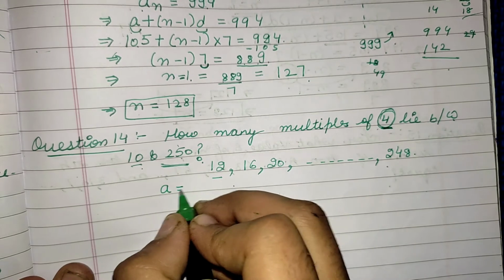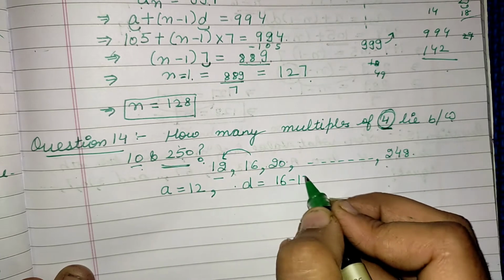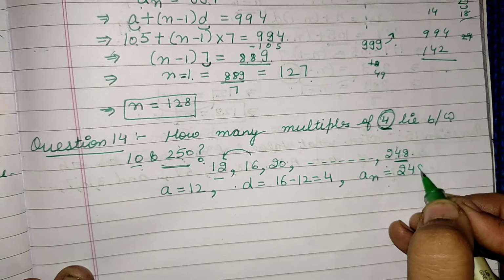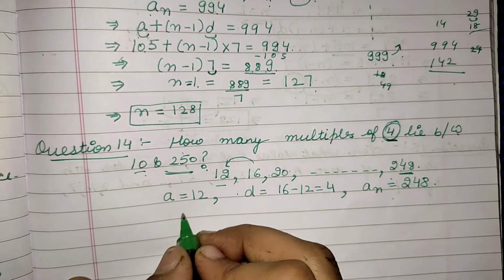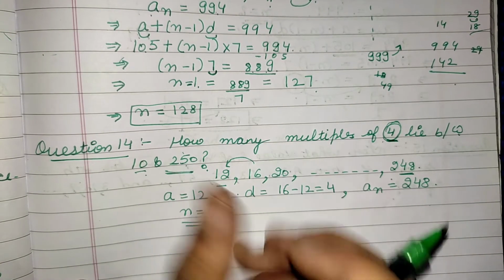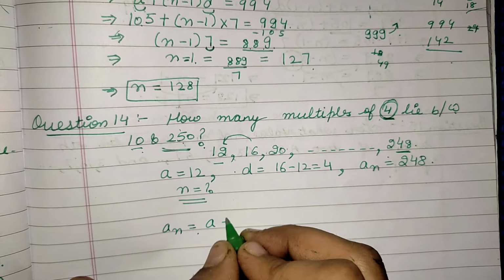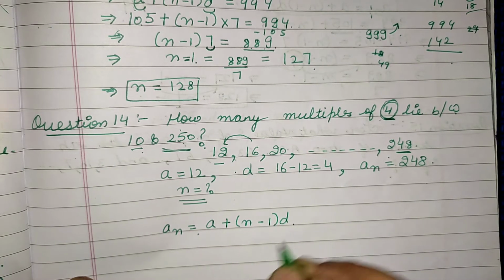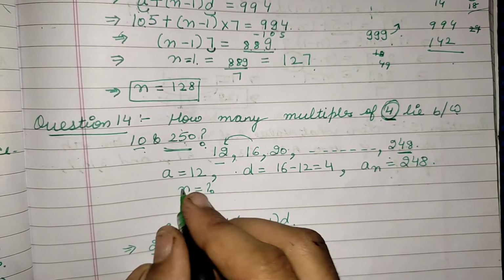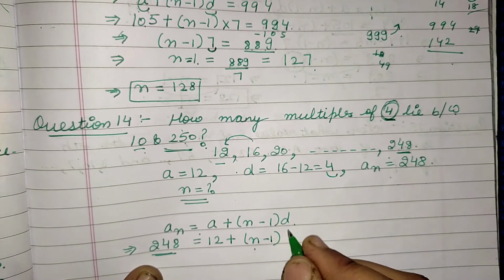Again the same process. a is equal to 12 and d is equal to 16 minus 12, which is equal to 4. And the nth term is equal to 248. Now we have to find out the value of n, because again they are asking how many, meaning the count, and count is given by n. So an is equal to a plus n minus 1 into d. The nth term value is given to us as 248, a is 12, n I have to find out, and d is 4.